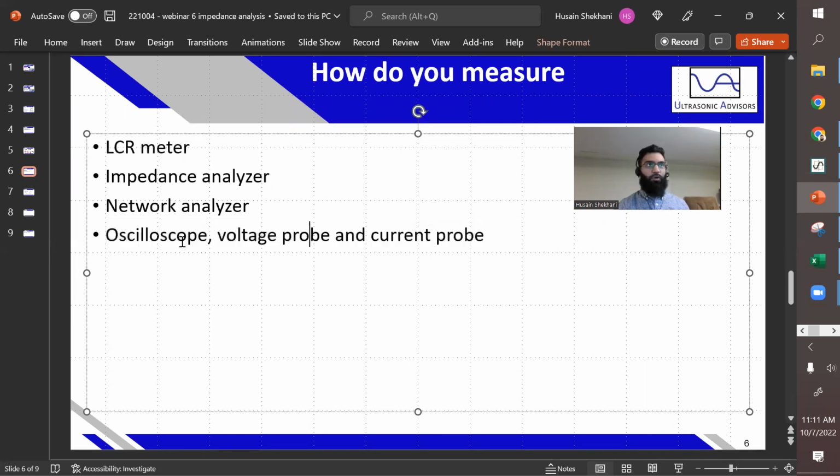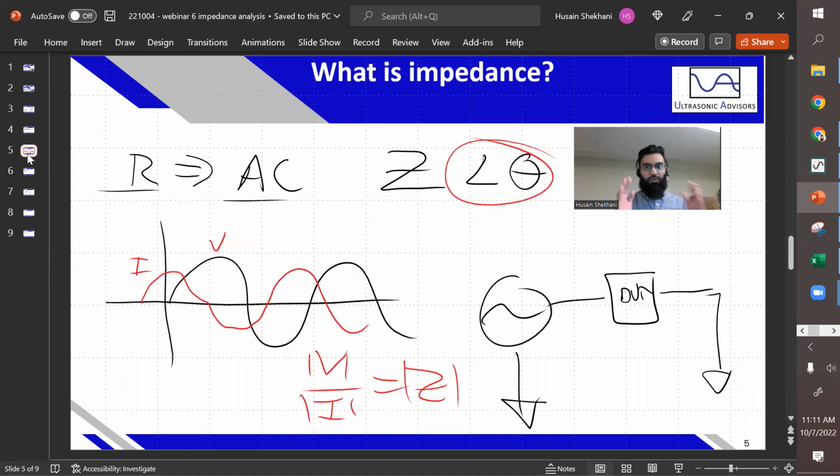And the oscilloscope are completely legitimate measurements. You measure voltage, you measure current, you have impedance. It's as simple as that. It's not something magical that the device does, although there are different methods to get very accurate measurements.